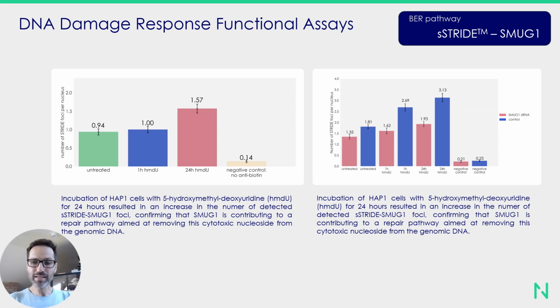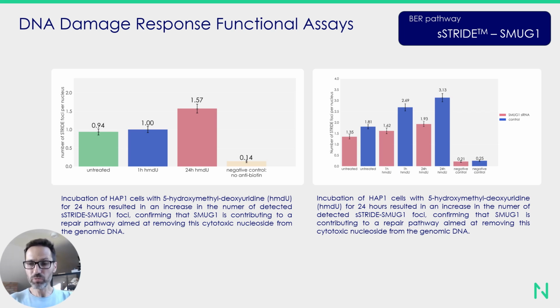To test if our assay is able to detect the recruitment of SMUG1 during the DNA repair processes, we treated HAP1 cells with 5-hydroxymethyl-deoxyuridine. We were able to show that after 24 hours from the treatment initiation, the level of sSTRIDE SMUG1 signals increased. Again, the isotype control, which is also shown on this graph, was at a low level.